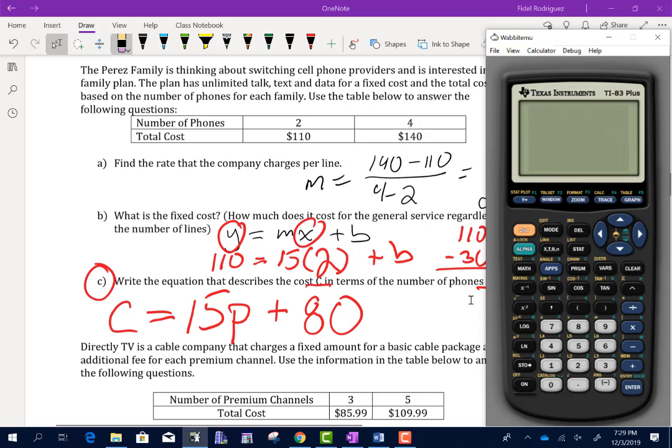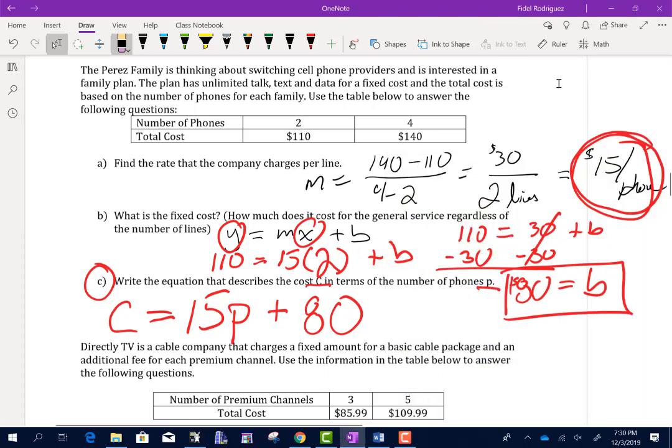Let's try it with this one over here. So I'm going to take 15 times, how many phones do we have here? 4. Okay. Equals. Now if I add 80 to it, do we get 140? There we go, right? So when I'm doing something like this, guys, the idea is once I find my M, and remember how I found my rate, I said, well, look, if I'm paying $110 for 2 phones, and I'm paying $140 for 4 phones, how much am I paying per phone based on that information, right? So, well, I'm paying $30 for another 2 phones. I'm paying actually $15 per phone, right?